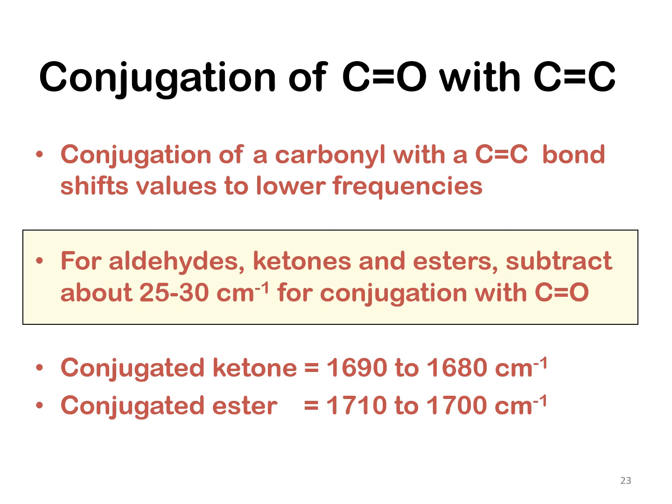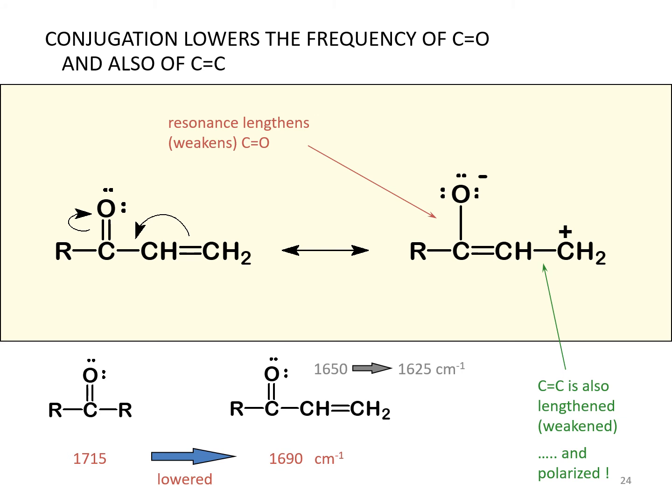Like for aldehyde, ketone and ester, subtract about 25 to 30 centimeter inverse for conjugation with the C=O or keto group. So a conjugated ketone shows the frequency 1690 to 1680 centimeter inverse, and a conjugated ester 1710 to 1700. It decreases due to the conjugation of C=O and C=C. What is the example of that one?